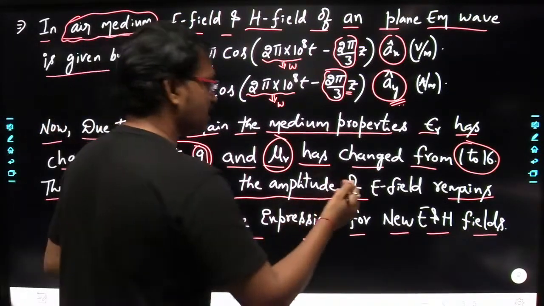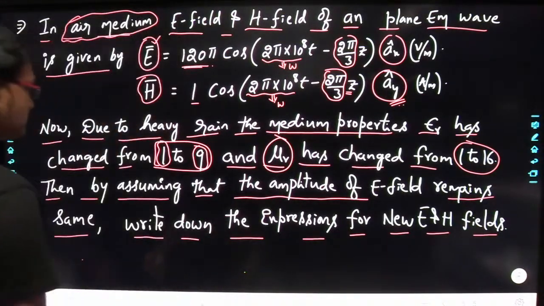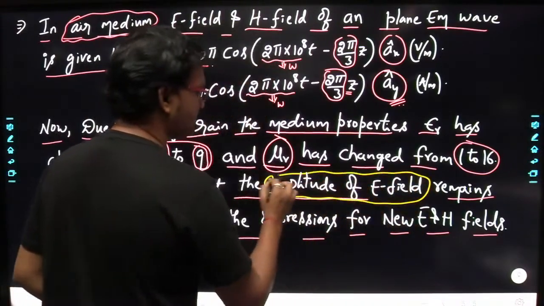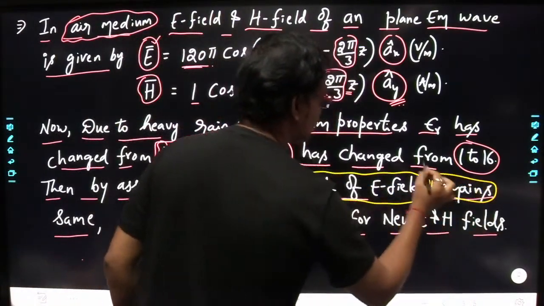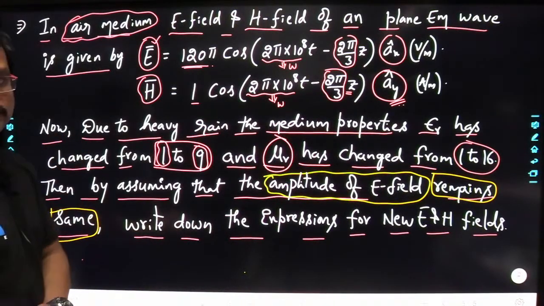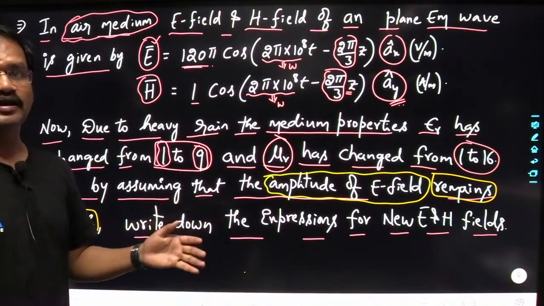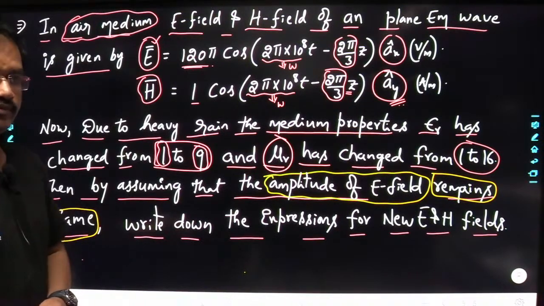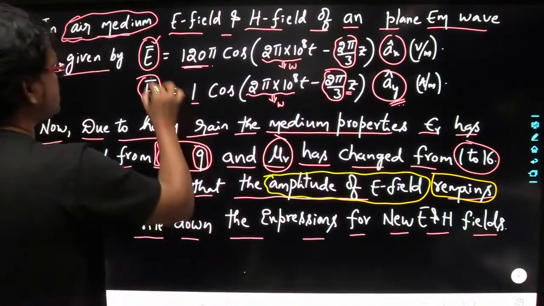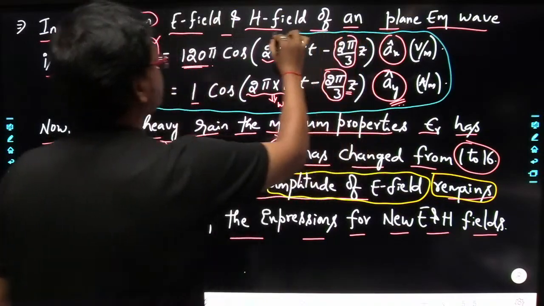And here, what is the condition they are saying? They are saying to assume that the amplitude of electric field remains the same. By assuming this, you have to write the expressions for electric and magnetic fields. So now I am copying the electric field and magnetic field expressions here.